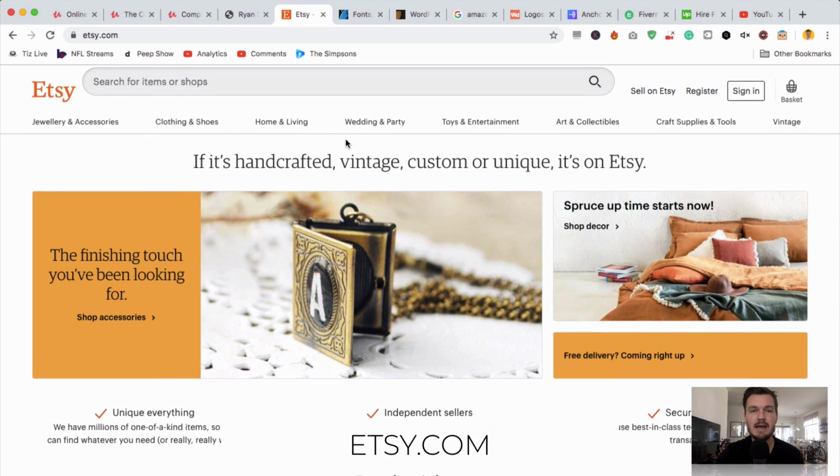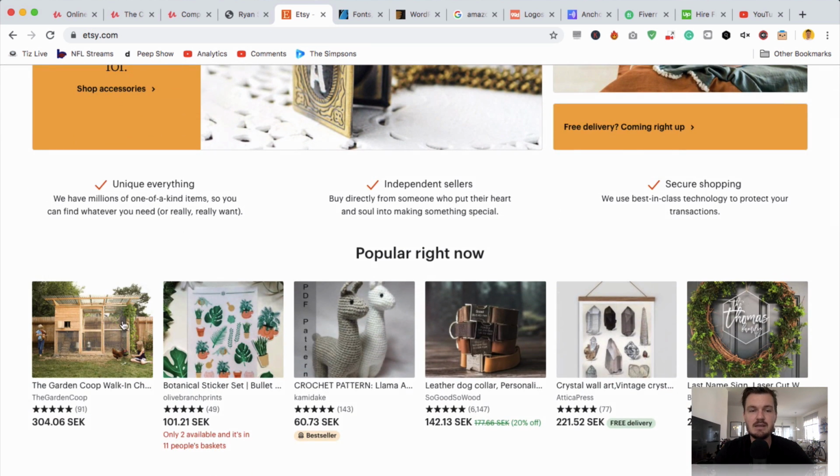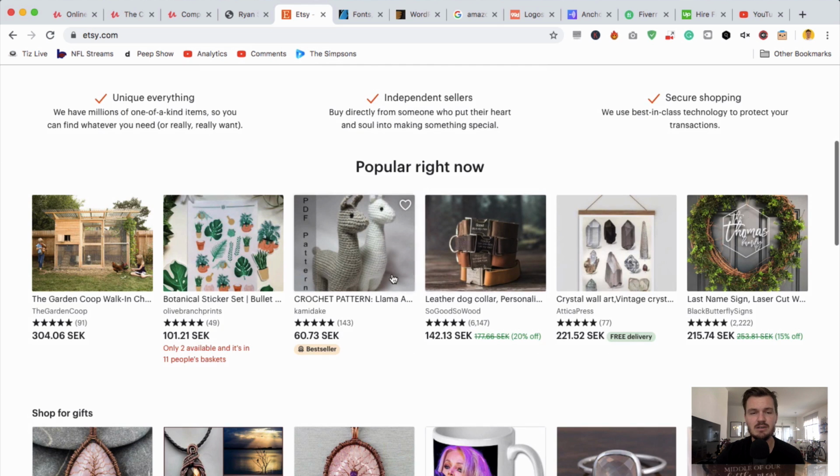Next up, if you're good at crafts or you're good at making things, I'd highly recommend selling on Etsy. If you don't know what Etsy is, it's a place where you can buy handmade things, vintage things, custom things, and it's kind of like eBay for handmade stuff, and it's really big these days. You can see that quite a lot of people are making a lot of money through it. For example, if you know how to crochet, you can sell these little llamas, or you can make these little leather things as well. This one here has had over 6,000 reviews at 142 crowns, which is around $20. So there are definitely a lot of things you can do on Etsy.